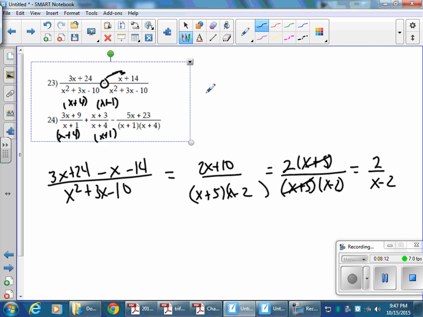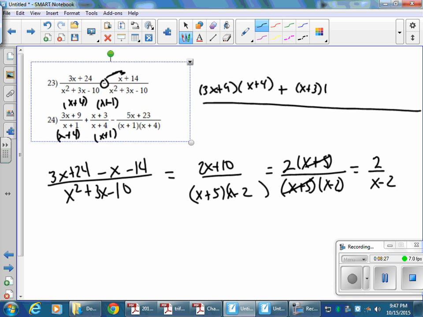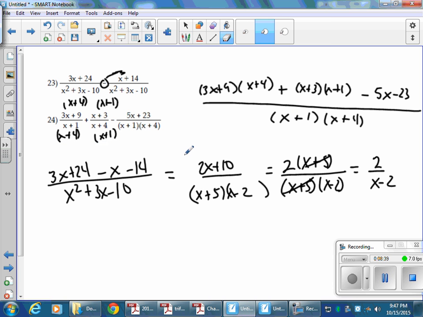So the first fraction, if it's 3x plus 9, let's see if I can write this down. 3x plus 9 times x plus 4. And then I'm going to get plus x plus 3 times x plus 1. And then minus 5x and minus 23. On the bottom, I've got x plus 1 and x plus 4. I probably need to erase a little bit so I can do this. I'm going to erase this.